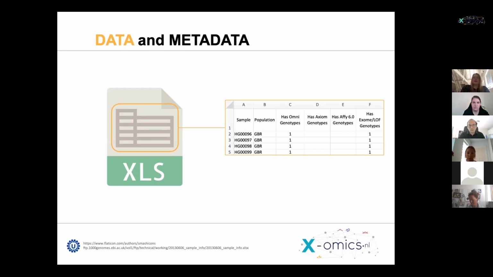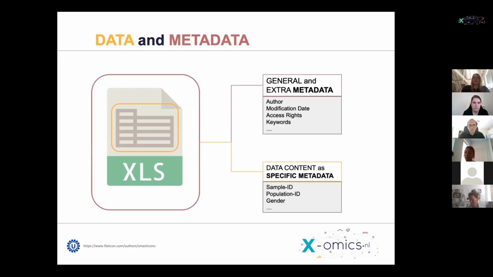What would be great now is if I could combine the data file contents with the information about the data file itself. That means I combine the general and extra metadata with specific metadata based on the data contents. That leads to information about the author and creator, access rights and keywords, but most specifically, it also includes the sample ID, the population ID, and the gender that is covered within this file.